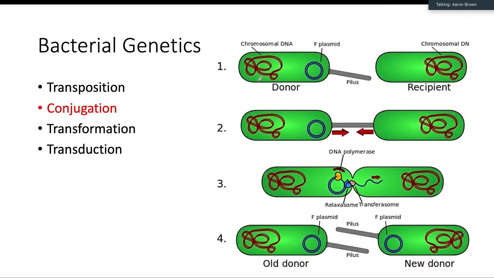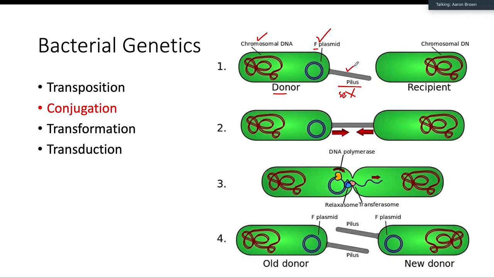Conjugation is where we have a bacteria that is able to create something called a pilus. It's called a sex pilus. The sex pilus allows the bacteria to transmit DNA over this highway that it makes between bacterium. So we have the chromosomal DNA. At some point, this chromosomal DNA picks up a plasmid, which is another piece of DNA. And this F plasmid allows the donor cell to create a pilus, okay?